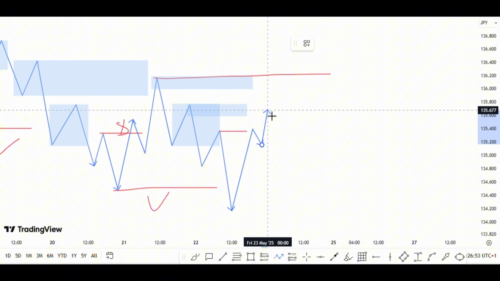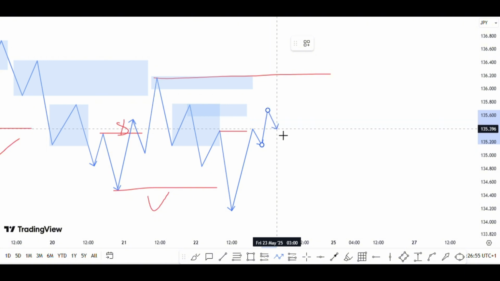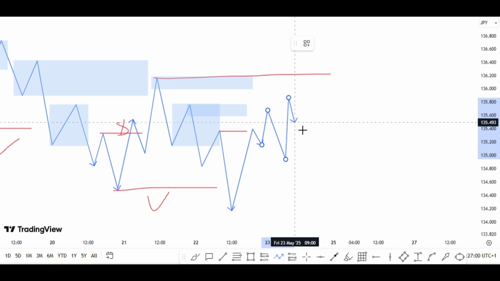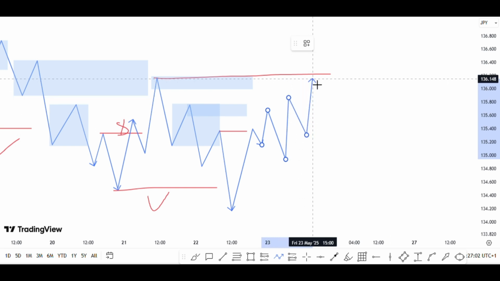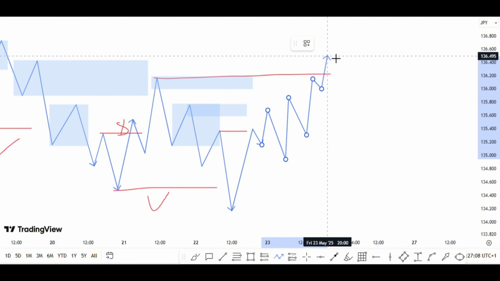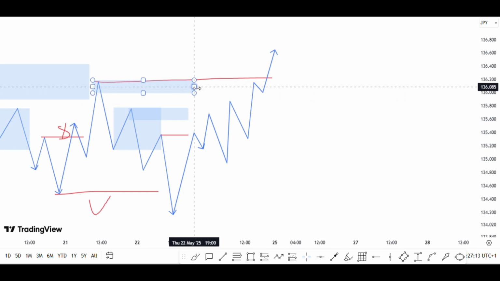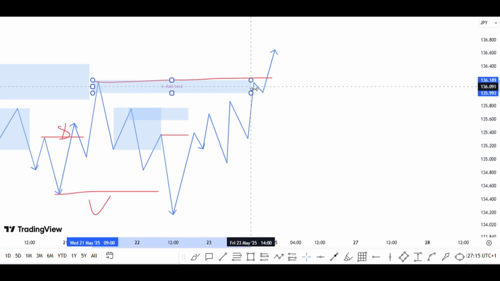So in this situation now, the market can decide to mitigate this order block, push down, and do something like this, mitigate this one again, then give us more direction, then fail this structure. In a situation where we have this change of character, this is valid.